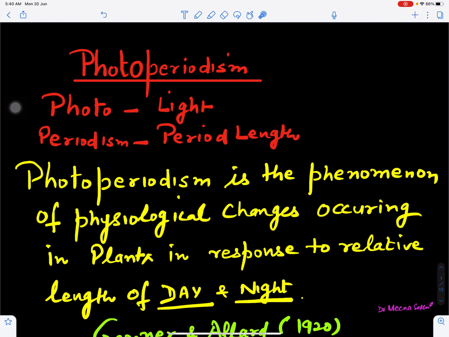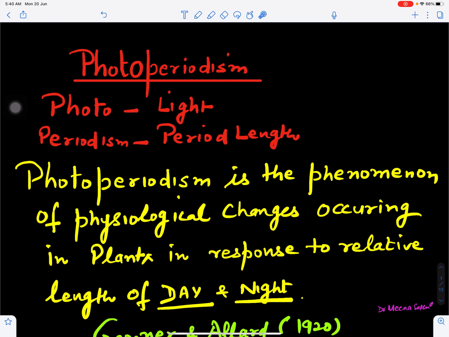In this video, we will discuss photoperiodism. Now, what is photoperiodism? Photo means light, periodism means period or length of the day. So, day length affects flowering in plants. We can define photoperiodism as the phenomenon of physiological changes occurring in plants in response to the relative length of day and night.